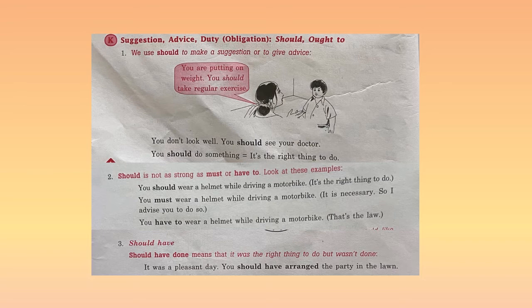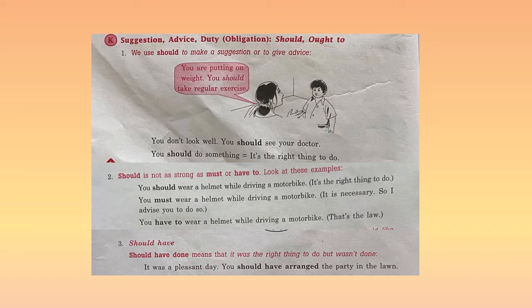Where do we have to use should, where do we have to use must, or where do we have to use have to? Let's see the different uses of the three of them in the same sentence. You should wear a helmet while driving a motorbike means it's the right thing to do for your safety. In the same sentence, if we replace should with must, you must wear a helmet while driving a motorbike means it is necessary, so I advise you to do so.